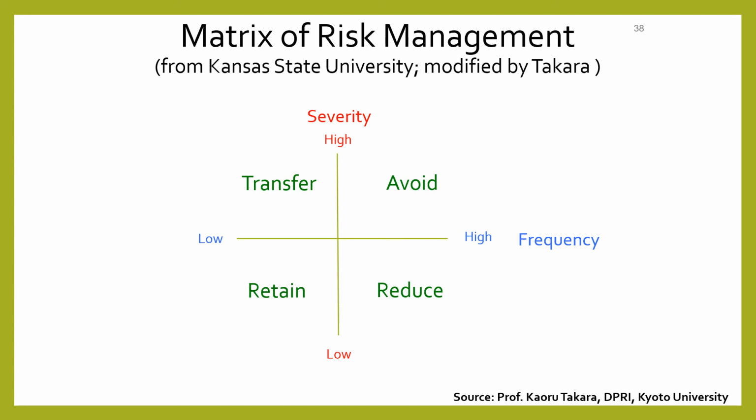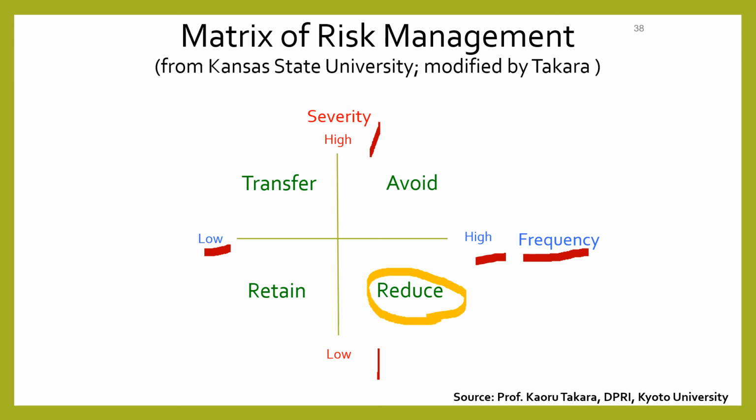Okay, so another way to put this is, for example, what do we do? Metrics of risk management. So what do we do when we have the information of the risk? If the frequency of hazard is low or high, and then the severity can be high or low, so we can decide what to do. If it's high frequency but the severity is low, we can just try to reduce the impact.